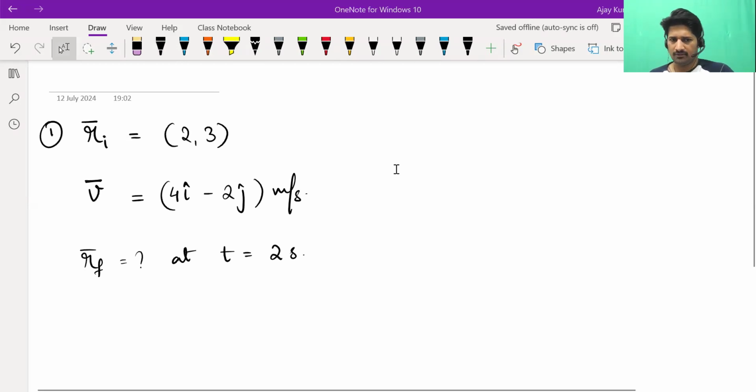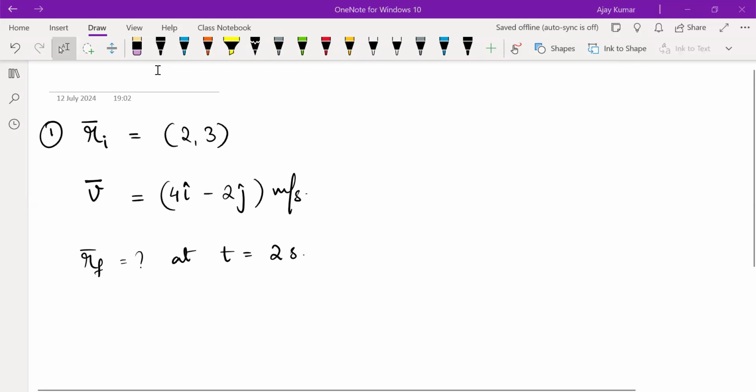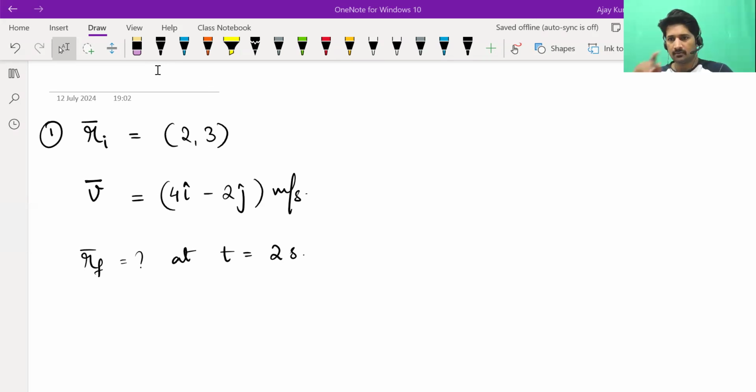Initial position is given, velocity is given. You are asked to find out its position after 2 seconds. Try. Can one of you tell me the idea first? How are you going to start solving this problem? Using velocity, how to find out where the object ends up?